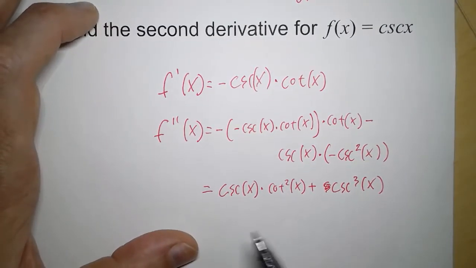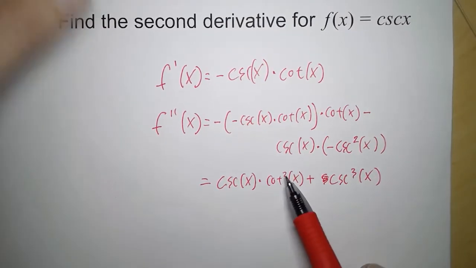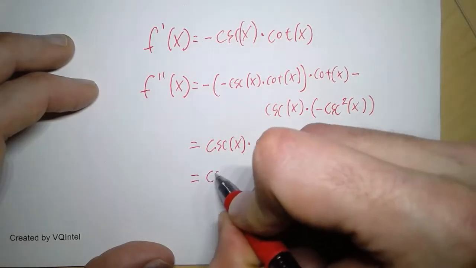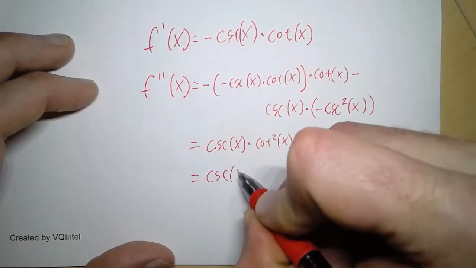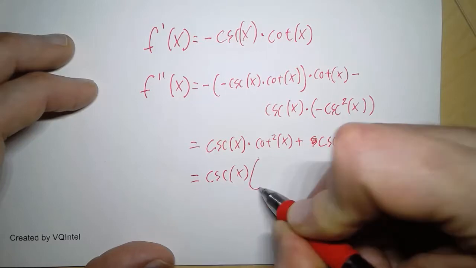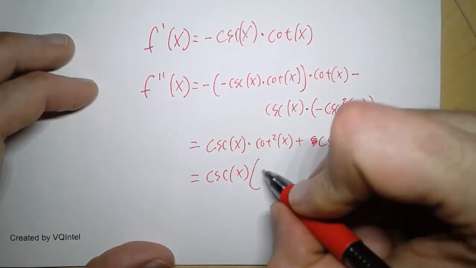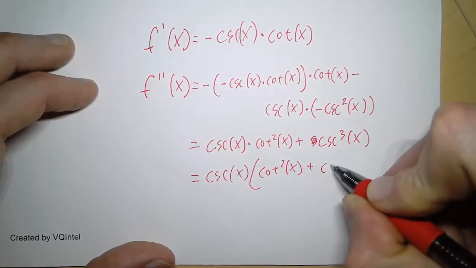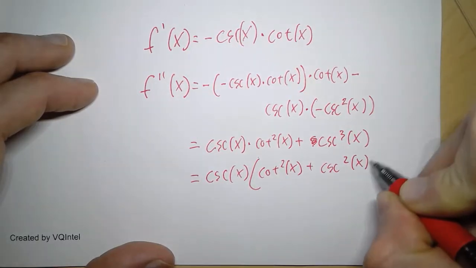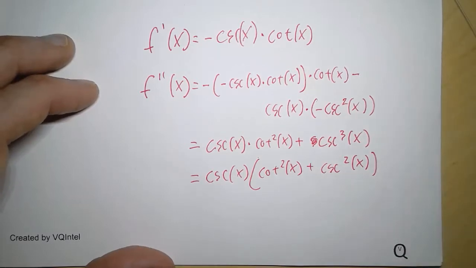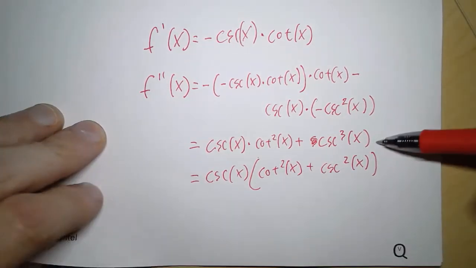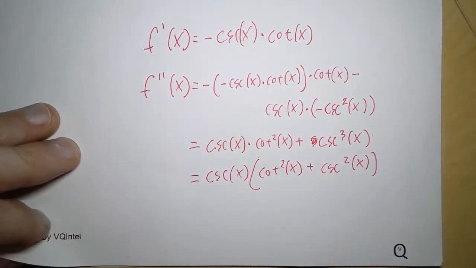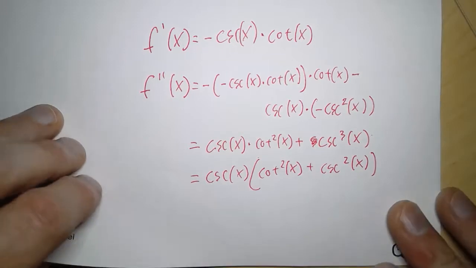Now what you can also do is simplify this a little bit further by taking out the one cosecant that they have in common. So we have cosecant of x times, and then what we're left with is cotangent squared x plus cosecant squared x, like that. Some teachers may be happy with leaving it in this form. Some teachers may want you to factor out the one term that they have in common. So I leave that up to you to decide which one you need.